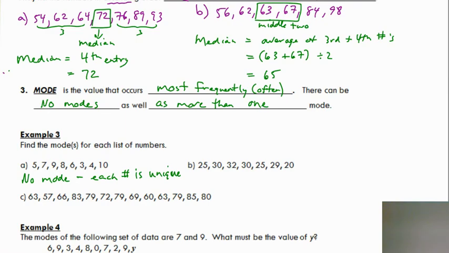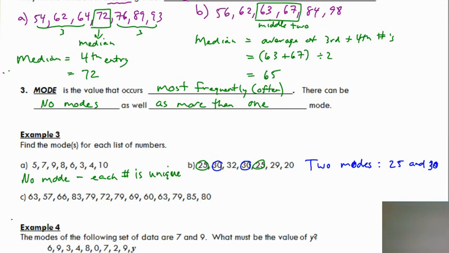Let's try this next one. So we have a 25 and a 25. We also have a 30 and a 30. And then there's no match for the 32s or the 29s or the 20s. So there are two modes, $25 and $30. So that's possible. They're equal. There's two of each, two 25s and two 30s. So that's why we say there's two modes.